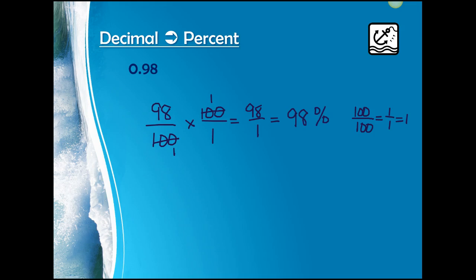We can simply start with our decimal number, and knowing that we're going to be multiplying by 100 and that will move the decimal 2 places to the right, we can simply move the decimal 2 places to the right to get our answer of 98%. In this case, you could say: decimal to percent, you move the dot to the right.